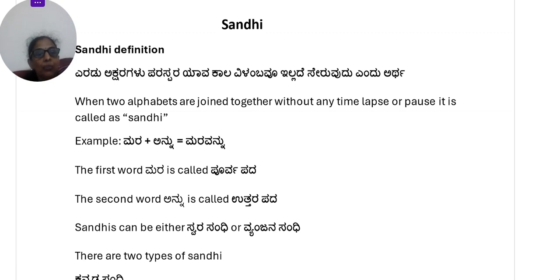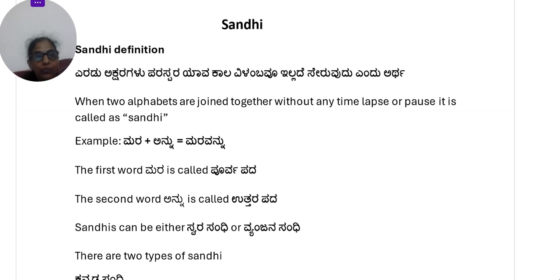ಎರಡು ಅಕ್ಷರಗಳು ಪರಸ್ಪರ ಯಾವ ಕಾಲ ವಿಳಂಬವೂ ಇಲ್ಲದೆ ಸೇರುವುದು ಎಂದು ಅರ್ಥ. ಕಾಲ ವಿಳಂಬ means pause. You're giving a small time pause. So without any time pause, when you are trying to join two words and pronounce them, then a sandhi is formed. So for example, let us look at the two words in the example here.